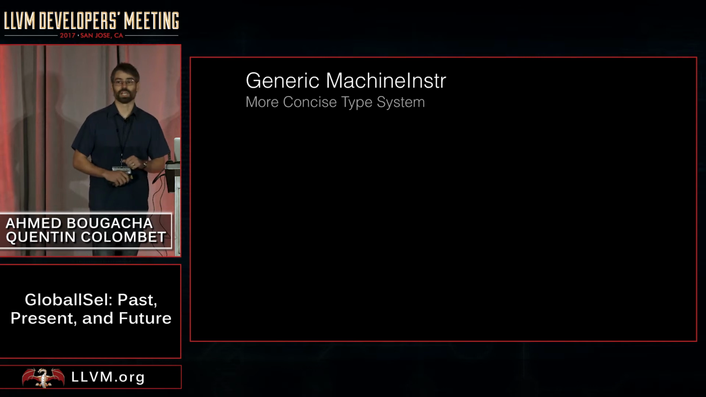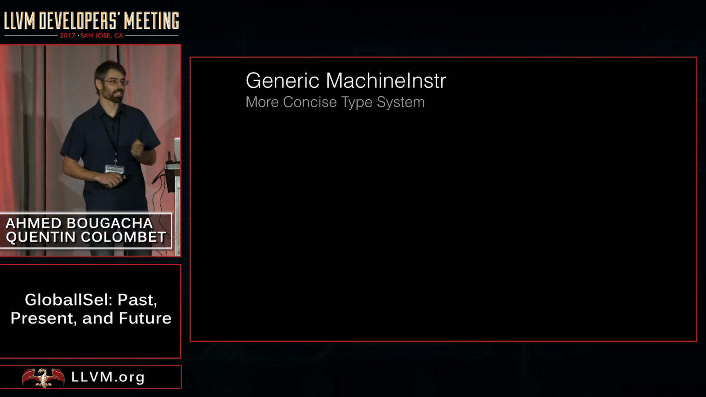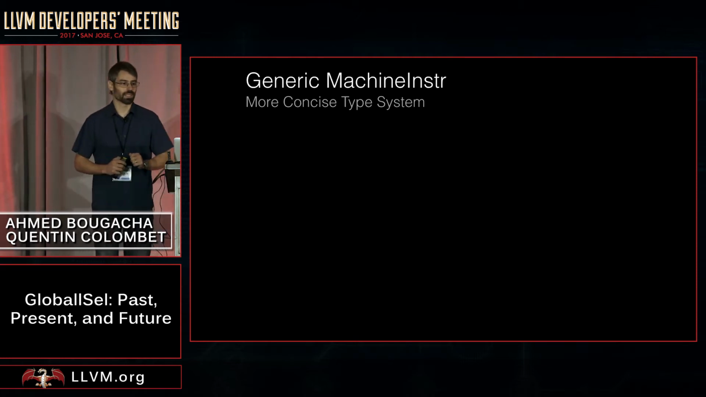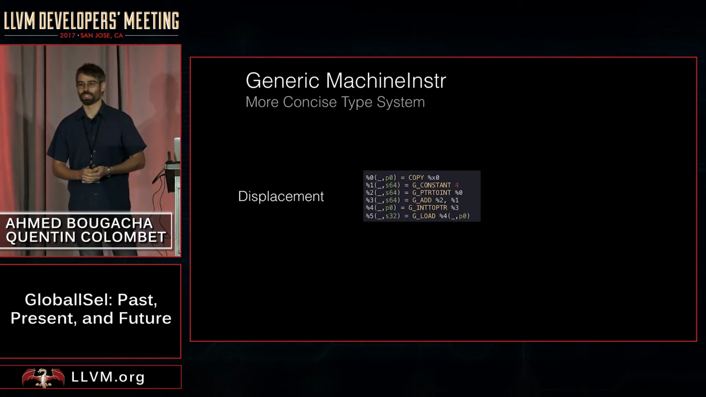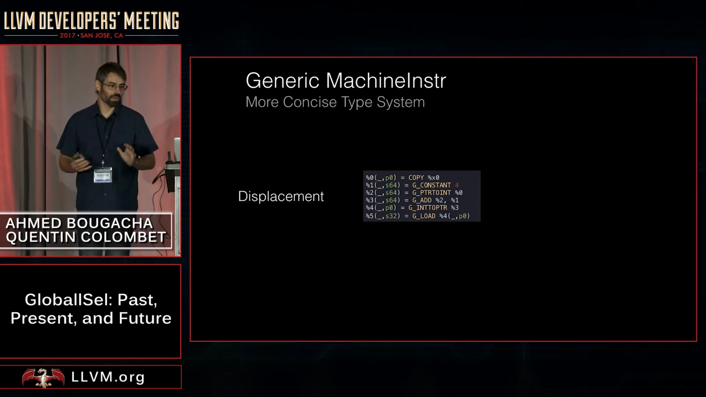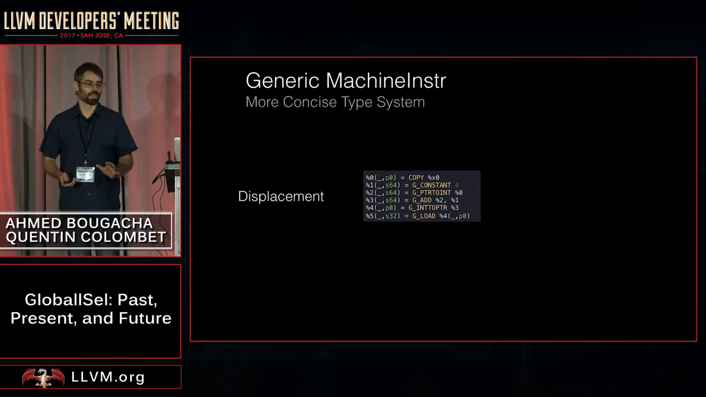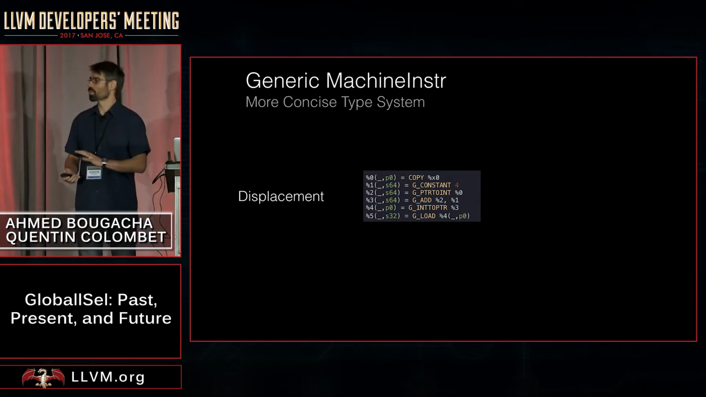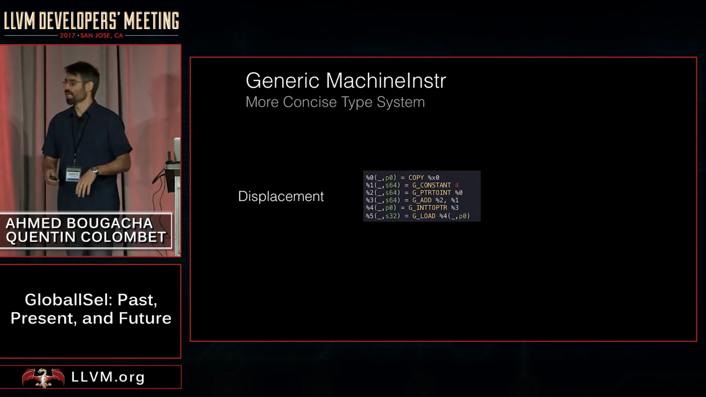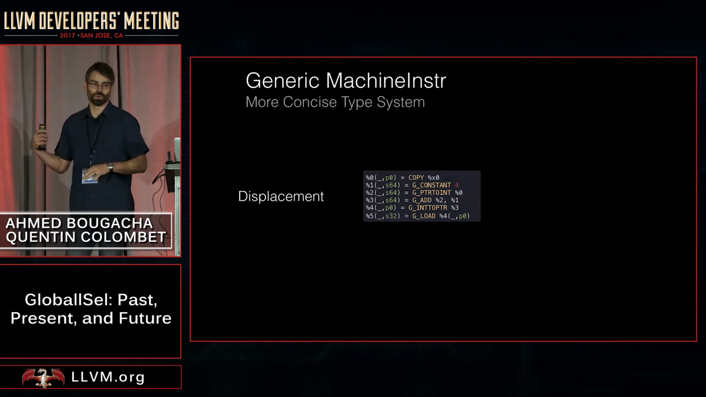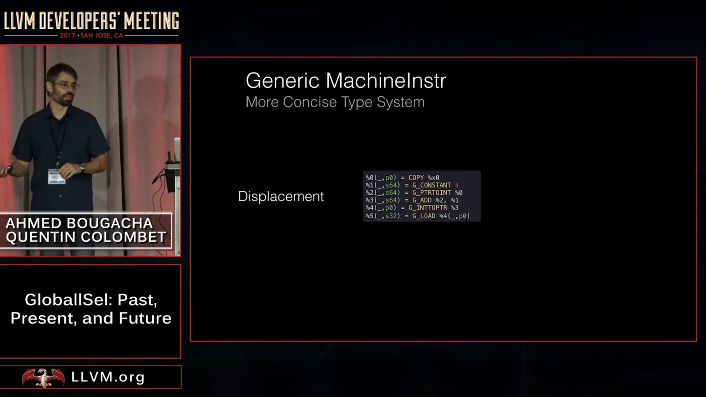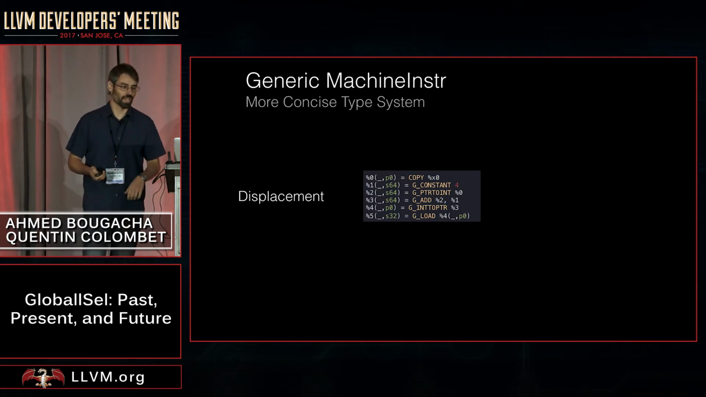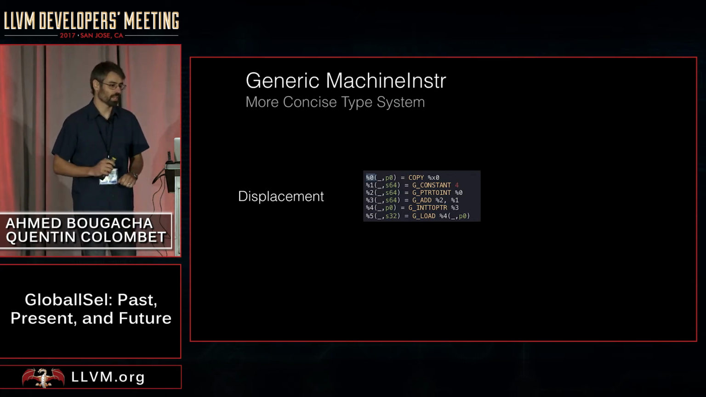We start with the generic machine instruction, and in particular, we made the type system more concise. Let's see how it works with pointer displacement. Before I go into the details of the example, let's describe briefly the representation here. As you would expect, you have different instructions, and things on the right-hand side of the assignment operator are arguments, and things on the left are definitions.